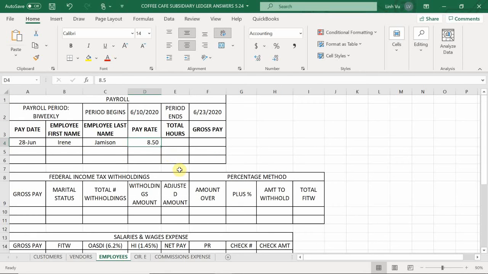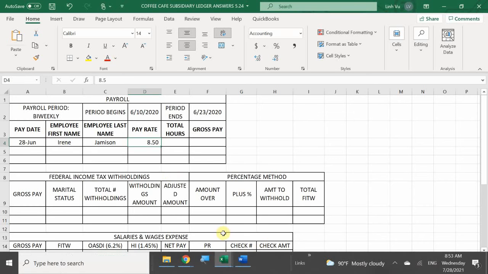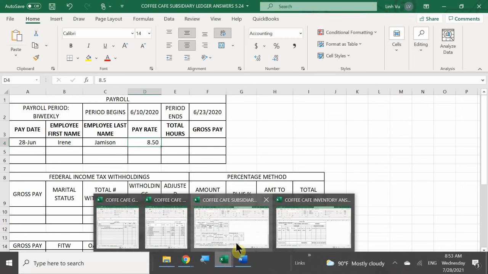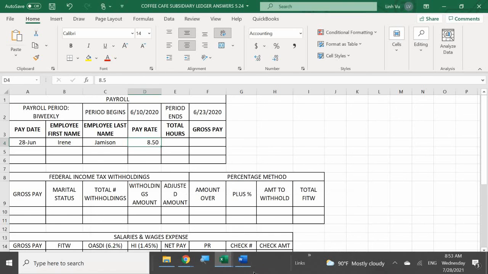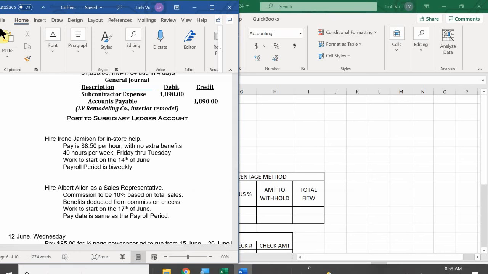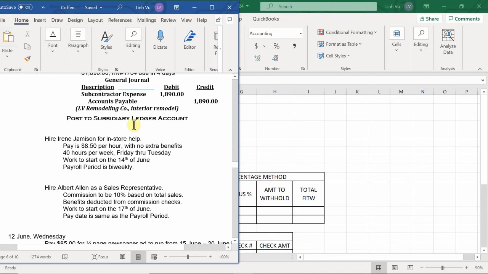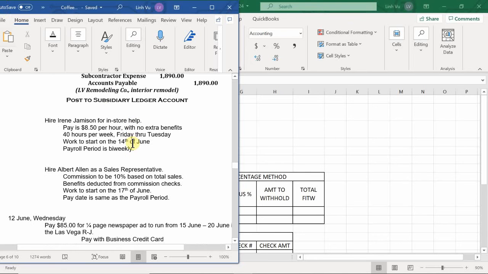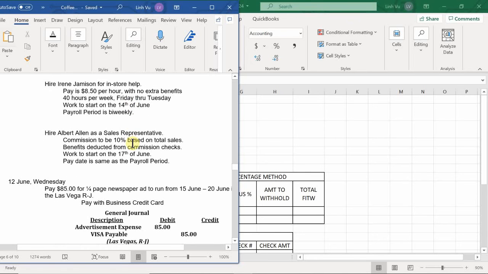That we just hired Irene Jameson. Done. So she is a classic W-2 worker. And that's all we have to do for Irene. All we have to do is make sure that we make our note that she starts to work on the 14th of June.